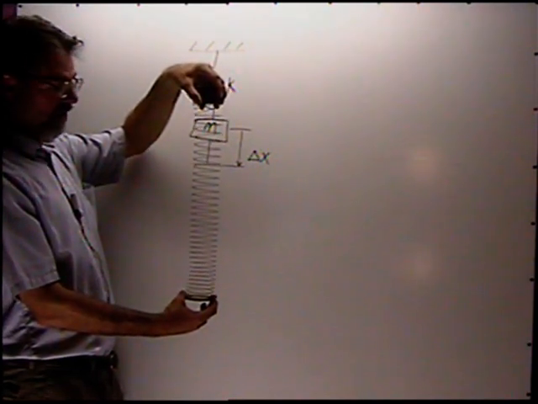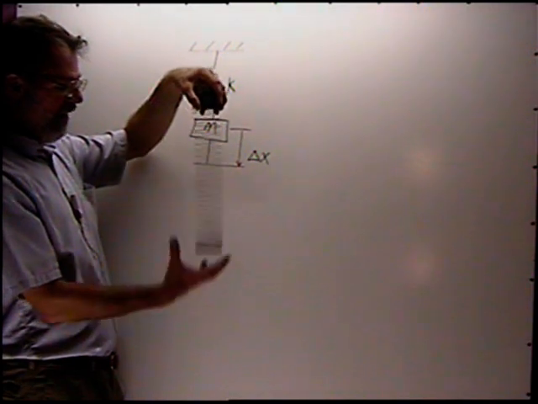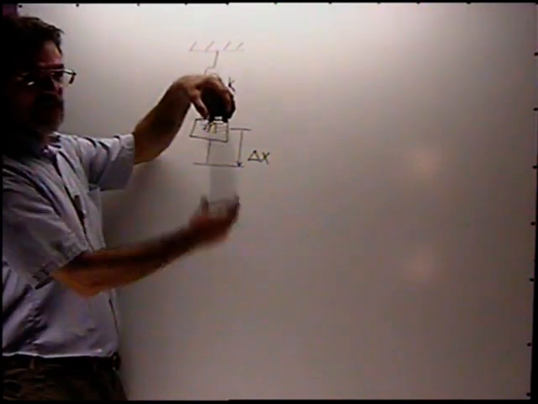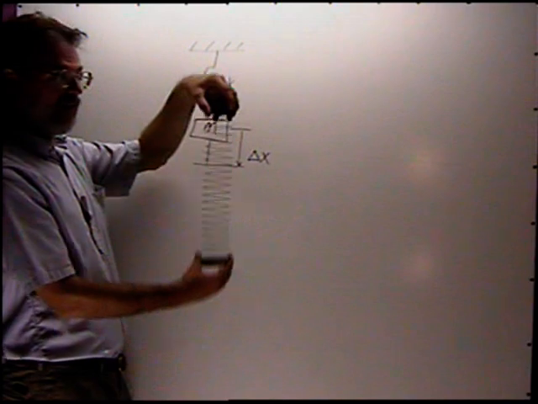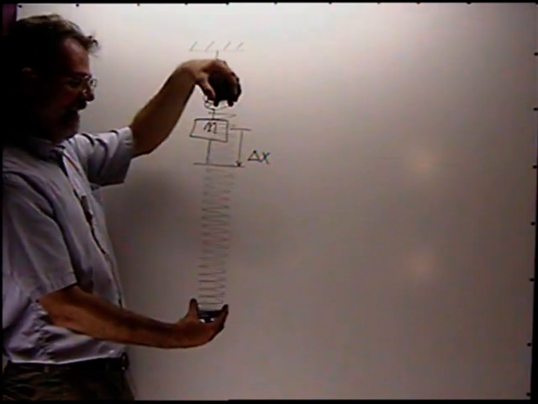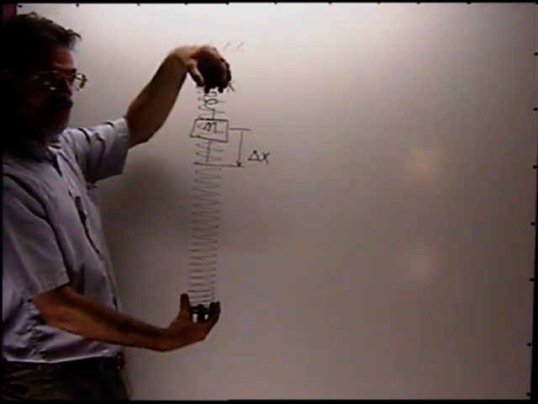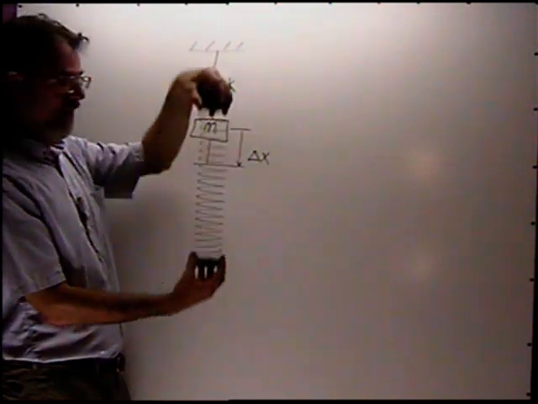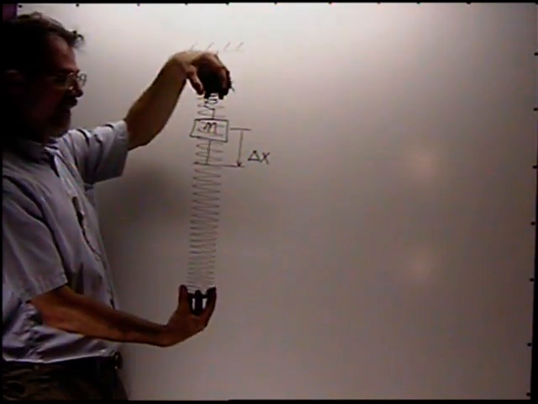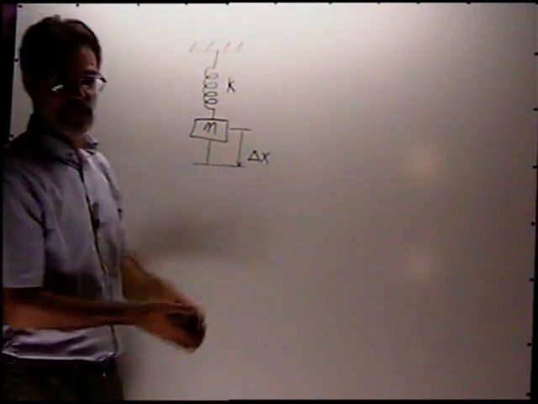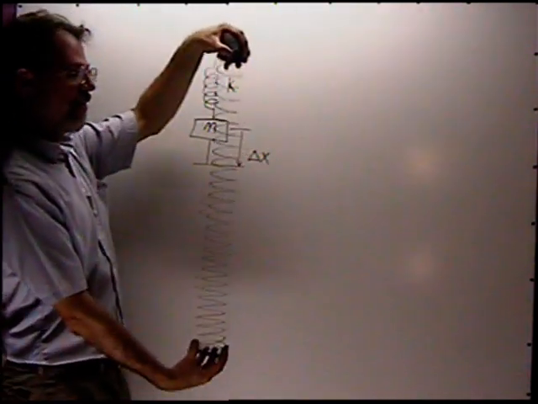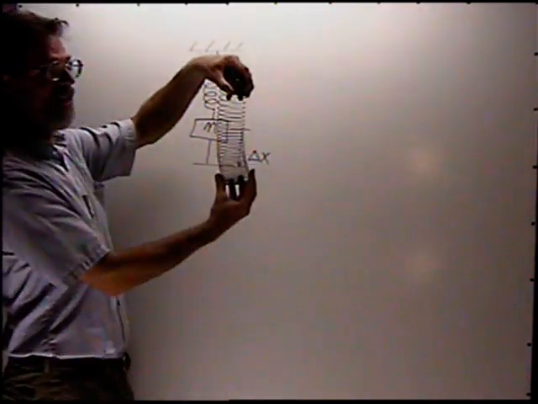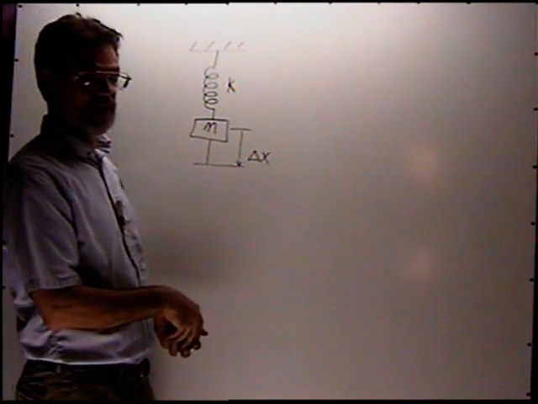And how do we know? Because if I let it go, it starts to oscillate, and it starts to move at a certain velocity. So there's a certain amount of energy in this spring system. This potential energy hasn't been released yet, but when I release it, it goes from potential energy into kinetic energy. Okay, does that make sense?